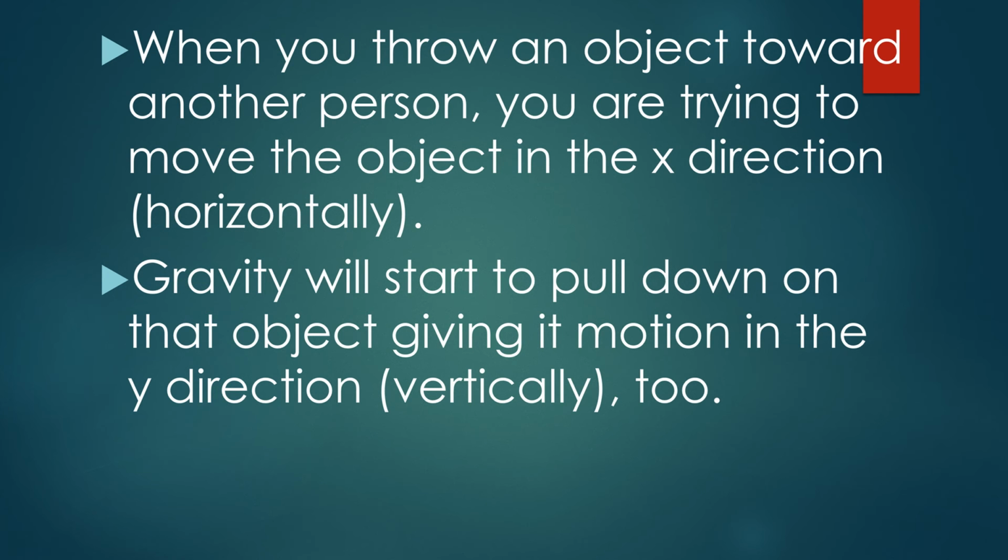When you throw an object toward another person, you are trying to move the object in the x direction, so horizontally from left to right. But gravity is going to start pulling down on that object. Even if you don't throw it up like the basketball and you just throw it out, totally flat, gravity will still pull it down toward the ground. So it's moving both horizontally and vertically.